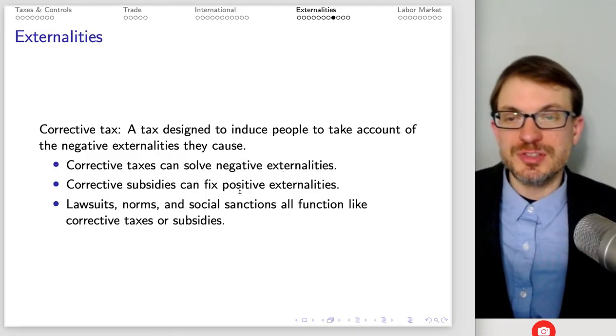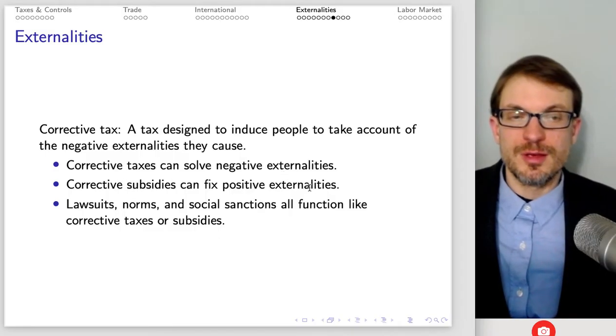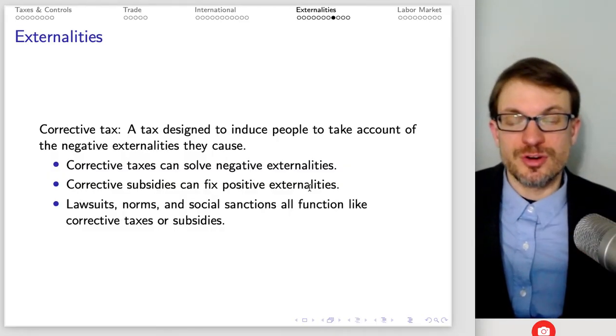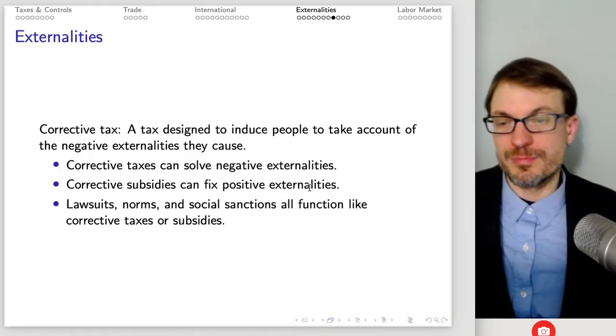And corrective subsidies can fix a positive externality issue. If the corrective subsidy matches exactly the level of the external benefit, that then gets our decision maker to produce more.